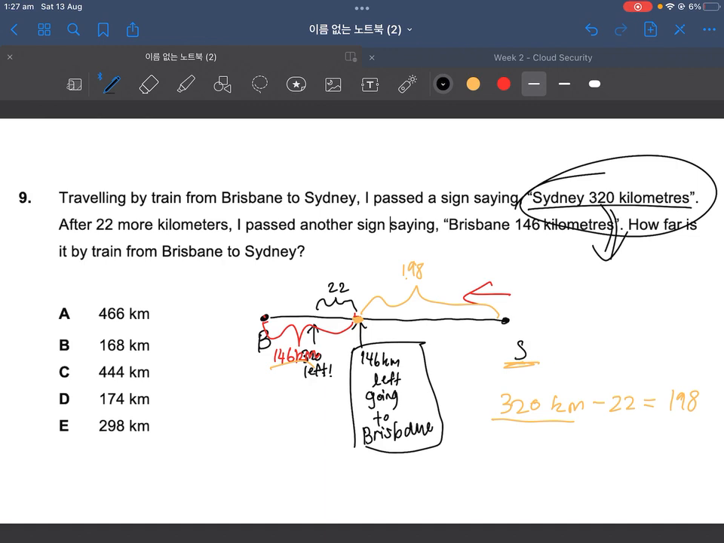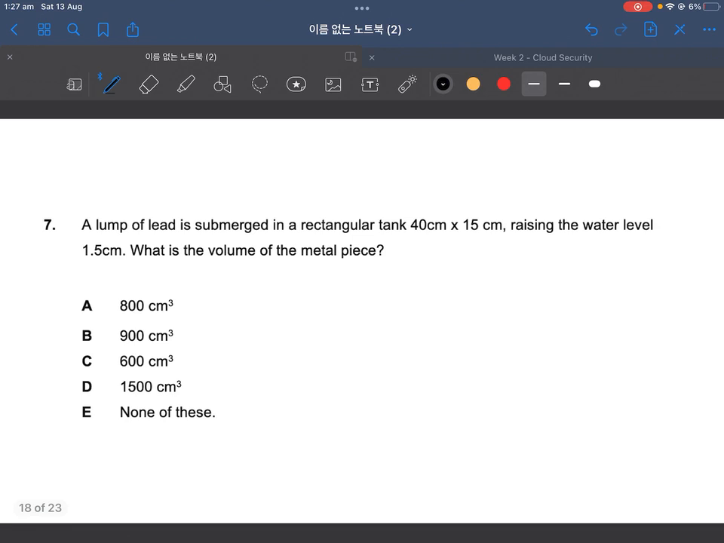We're holding this whole assumption based on the second sign, not the first sign, because we don't know where that is. So the answer we're looking for is 198 plus 146 because we're looking for the whole distance. And that's going to be 444 kilometers. Okay? Right. So the answer is C. Let's look at the question next.